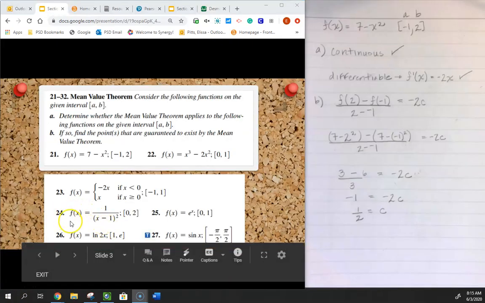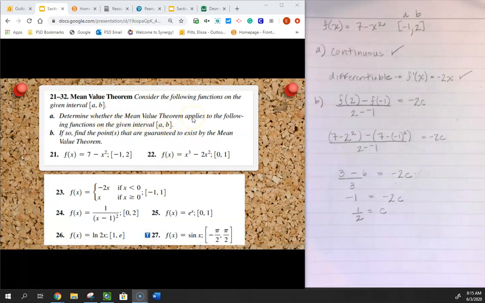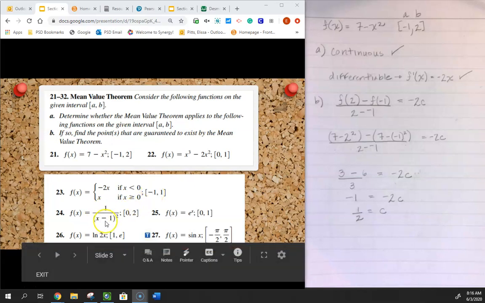I want to look at 24 quickly. F of x is equal to 1 over (x minus 1) quantity squared, on the interval from 0 to 2. And we're to determine first if the mean value theorem applies. The first rule is that it has to be continuous on that interval. So continuity means that there can't be any value of x that I put in here that causes a problem. In this case, if I put in x equals 1, 1 over (1 minus 1) squared is 1 over 0. That causes a problem. So because that's not continuous on this interval, the mean value theorem does not apply, and we don't continue.